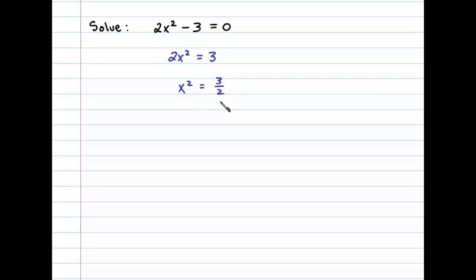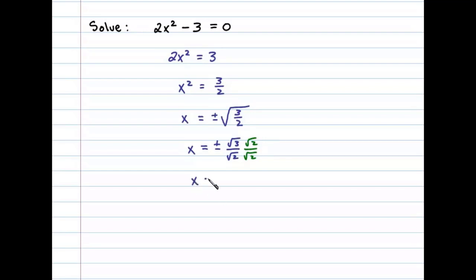Now at this point we'll apply the square root property. In that case, we're left with x equals plus or minus the square root of 3 halves. Now at this point, let's go ahead and rationalize the denominator. Here we have the square root of 3 over the square root of 2, which can be rationalized if we multiply by 1 in the form of the square root of 2 over the square root of 2.